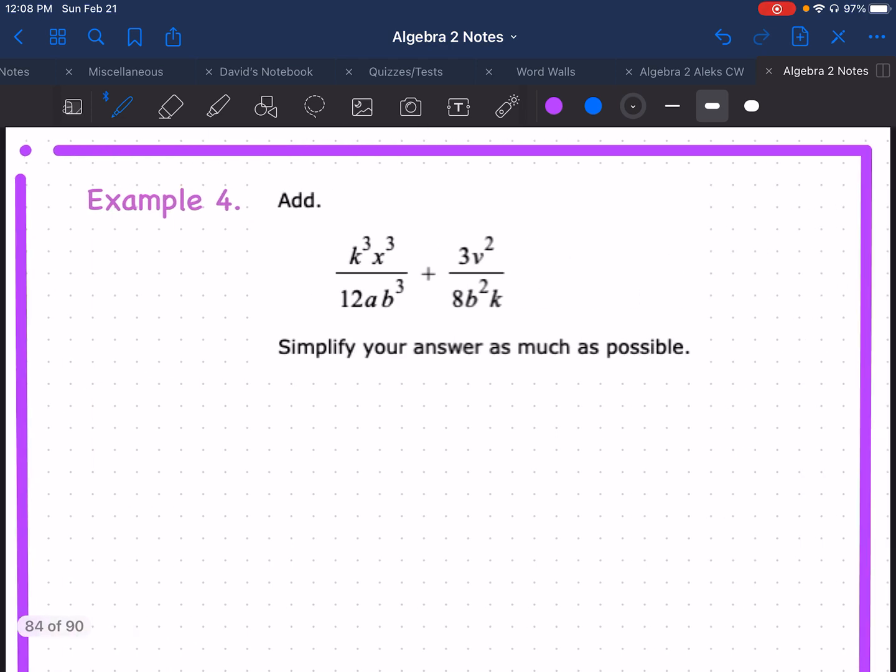All right, I've got one last example. And the only reason for this last example, take a look at your denominators. And there's a b cubed. And then here I have a b squared and a k. Ooh, this is going to be tricky. And then finally, we can add. We're just going to go ahead and add together here.